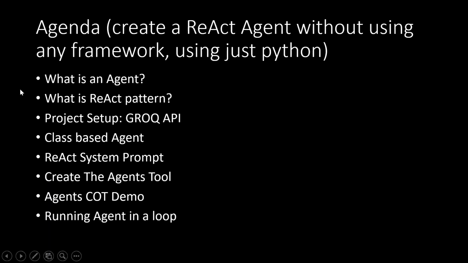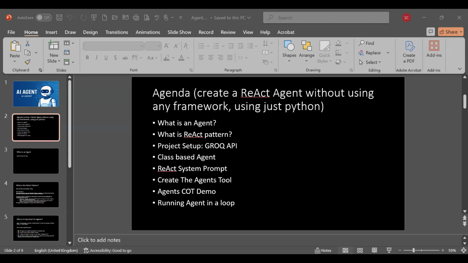So let's do some hands-on. We will use the Groq API. Let me open VS Code. Does anyone have any questions? I just wanted to start in a very simple way. I don't want to overwhelm you with a lot of information, otherwise you will get confused.